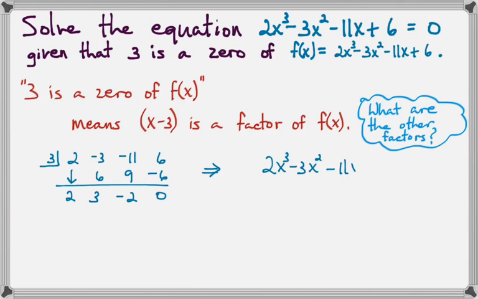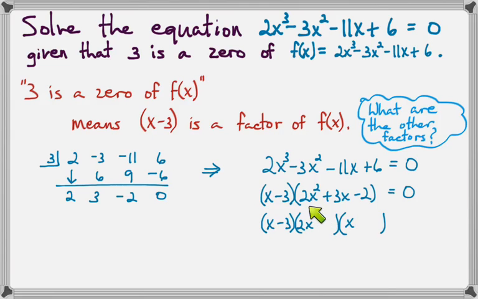That means that our equation, which used to look like this, is now going to be broken down into 2 factors. The x minus 3, because that's what we divided by, and the other factor is here. So now, one of the solutions to this equation is here, and the other 2 are wrapped up in this trinomial.